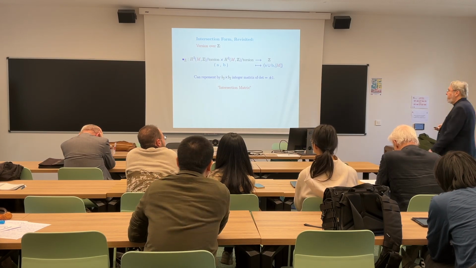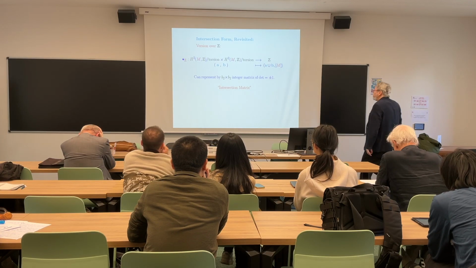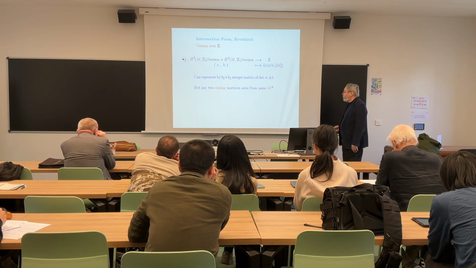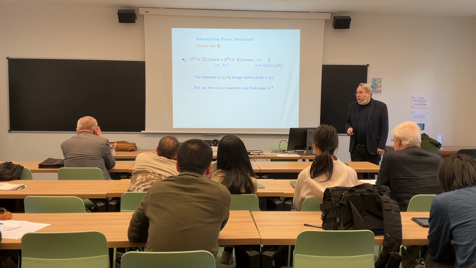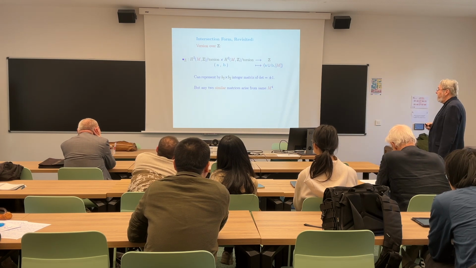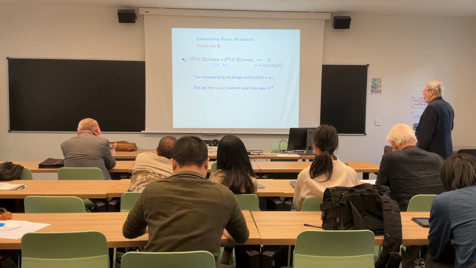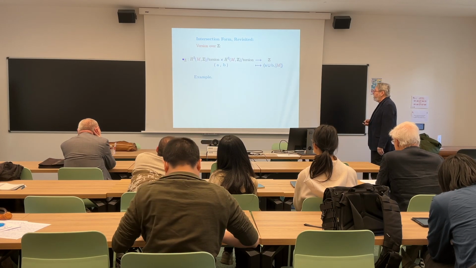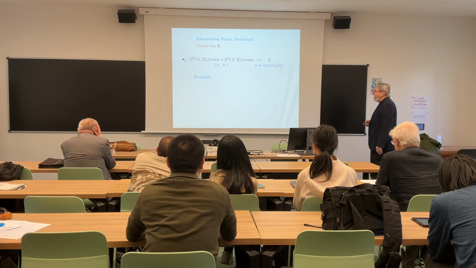There's an action of SL(b2) with Z coefficients on it, by similarity. So actually, just by changing the homology basis, any two similar matrices would arise from the same four-manifold. So let's just see some simple examples.